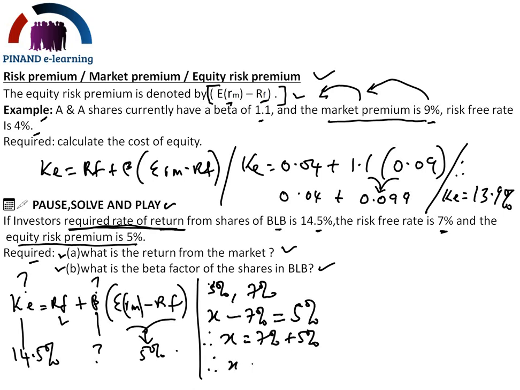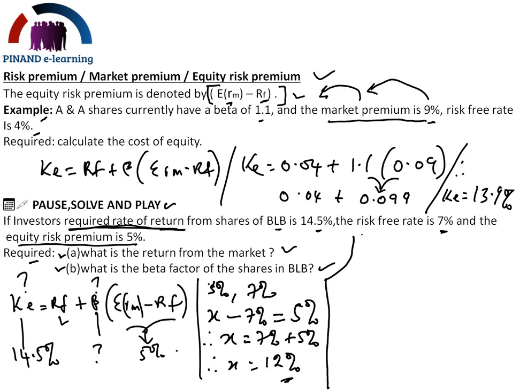Therefore, X is equal to what? 12%. Easy. If I know what the premium is, I can calculate what the return from the market is if you give me the risk-free rate. Now let's do the B part.